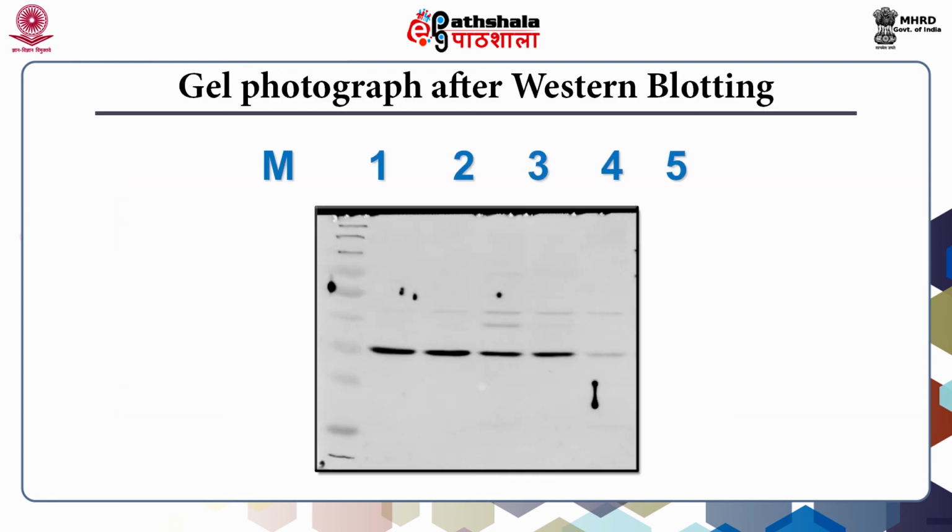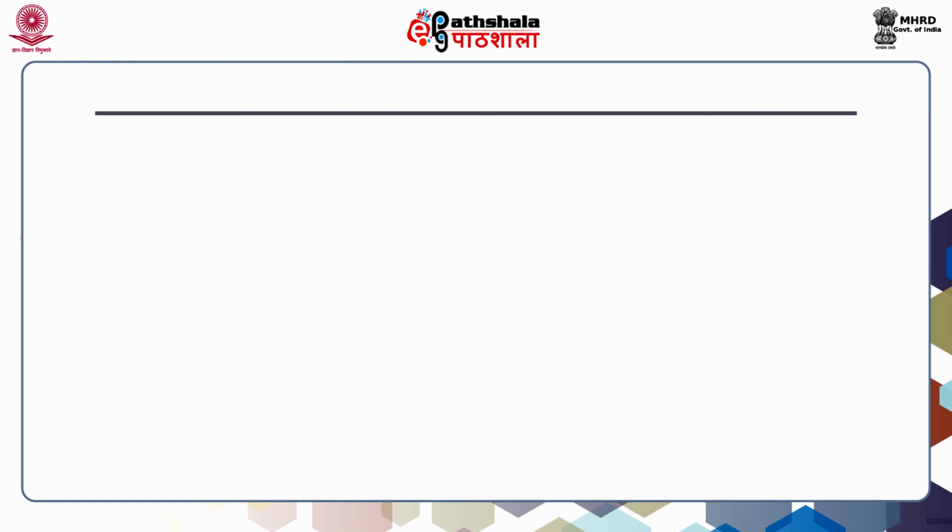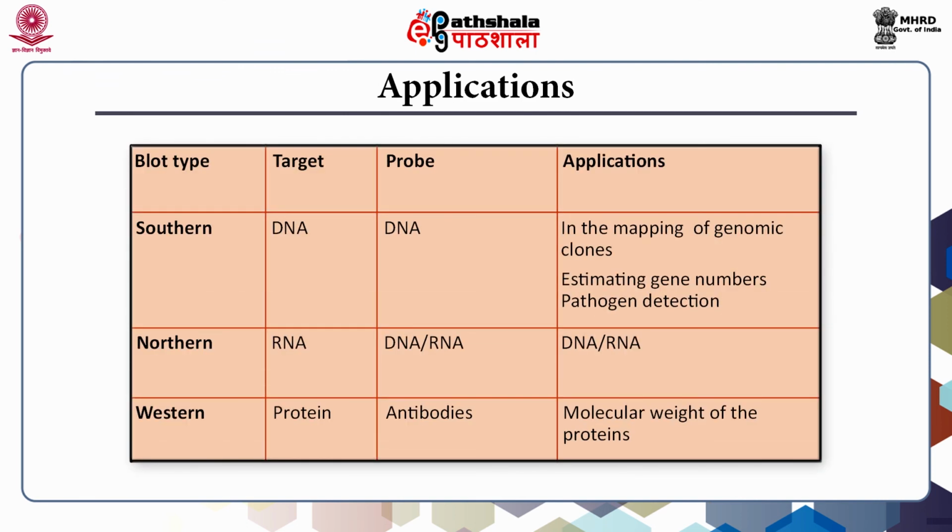Now, these are the gel pictures showing gel photographs after the Western blotting procedure. Now, what are the different applications of blotting? Southern is used in the mapping of genomic clones, estimating gene numbers and pathogen detection. Northern is used for gene expression profiling, it is very commonly used, and Western is used for the detection of the molecular weight of the proteins.